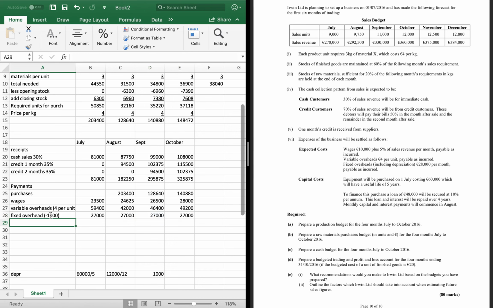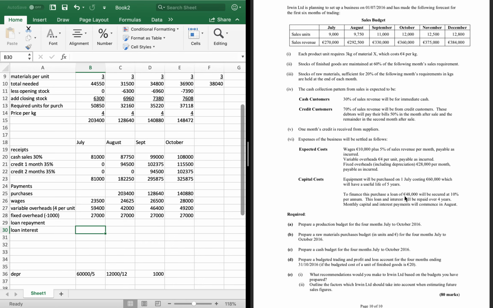Okay. Now, generally, just like with your normal cash budget, you've got a loan. So you'll have a loan repayment and a loan interest. Now, you may not have a loan repayment. It could be that you're paying it off all in one lump sum. But you will always have loan interest. So you just have to read it. So to finance the purchase, a loan of 48,000 will be secured at 10% per annum. The loan and interest will be repaid over 4 years. Monthly capital and interest repayments will begin in August. So you're paying it back over 4 years.